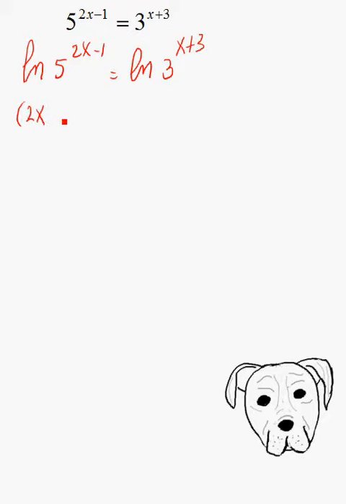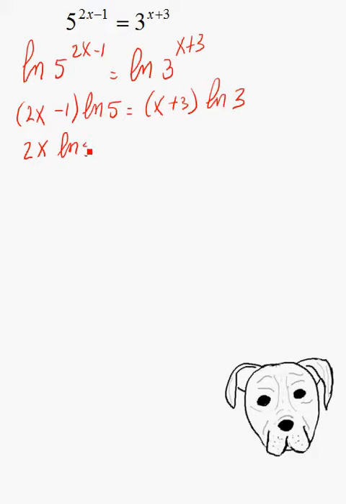So I can then write (2x minus 1) times ln 5 is (x plus 3) times ln 3. Okay, so that didn't seem to help much yet. So let's distribute and see what happens. And I will try to explain a little bit better why we want to do this, because a lot of times we do not want to distribute, but in this case we do. So we get x ln 3 plus 3 ln 3 here.